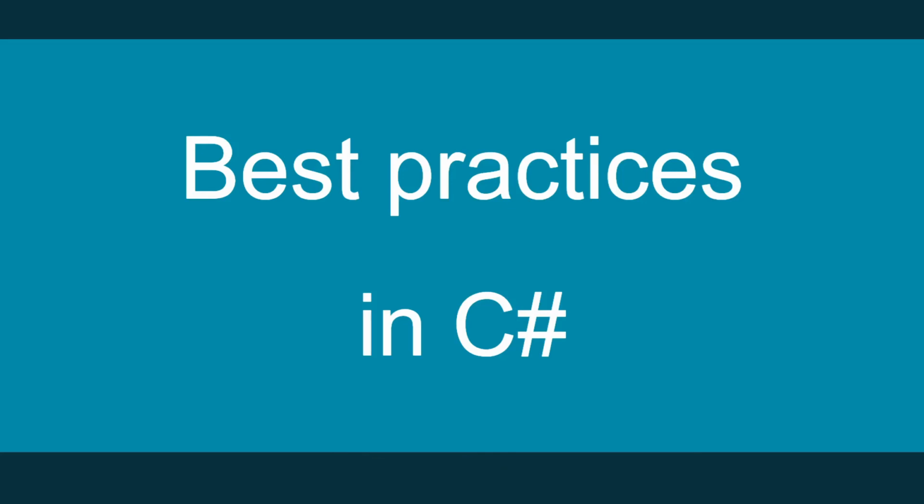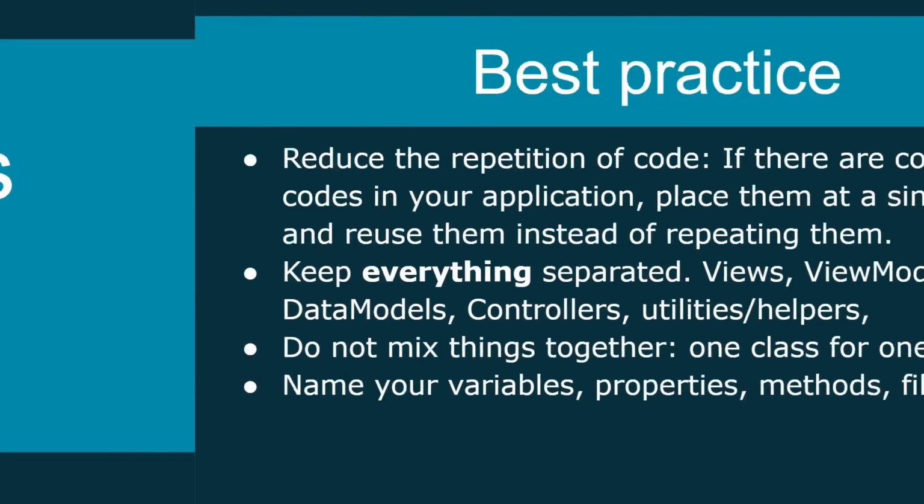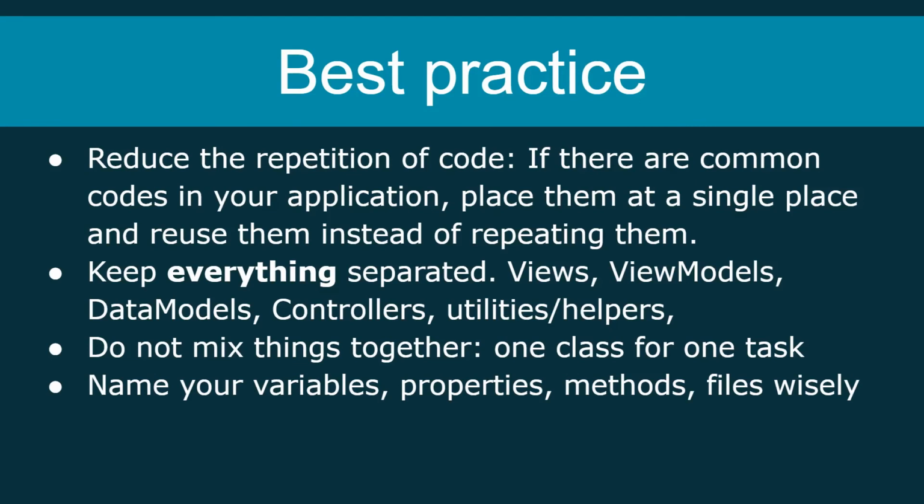Best practices in C#. First, reduce the repetition of code. If there are common codes in your application, place them in a single place and reuse them instead of repeating them. The convention for that is that you create a helper folder, and inside your helper folder you create a file with a good name, and you place all your common code there, and you can reuse it anywhere in your application.